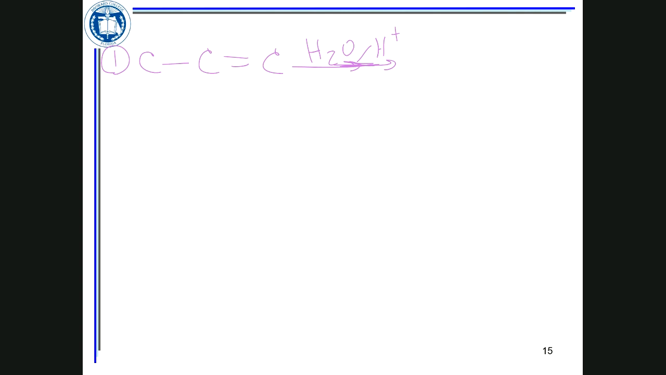What would be the product? What is the addition here, Markovnikov or anti-Markovnikov? The addition is going to be Markovnikov addition. That means OH is going to be added to carbon 2 and H is going to be added to carbon 1. Because you get a carbocation intermediate, both syn and anti-addition can take place. But it is Markovnikov addition.